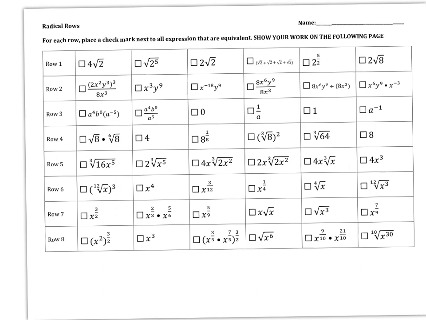Let's take a look at our radical rows assignment. For this assignment, you're going to be looking across the 8 rows and checking the box of all of the ones that are the same answer, so they reduce to the same number. I'm going to zoom in really close on row number 1 and we'll analyze each step and see if we can figure out the pattern that some of them all fit into.